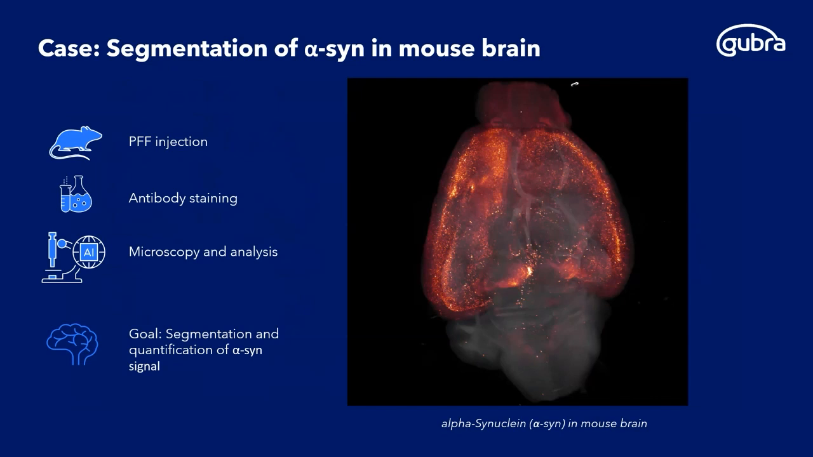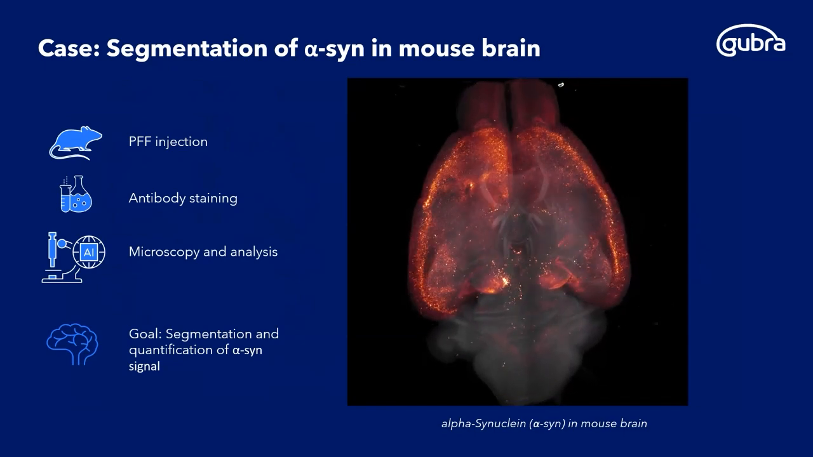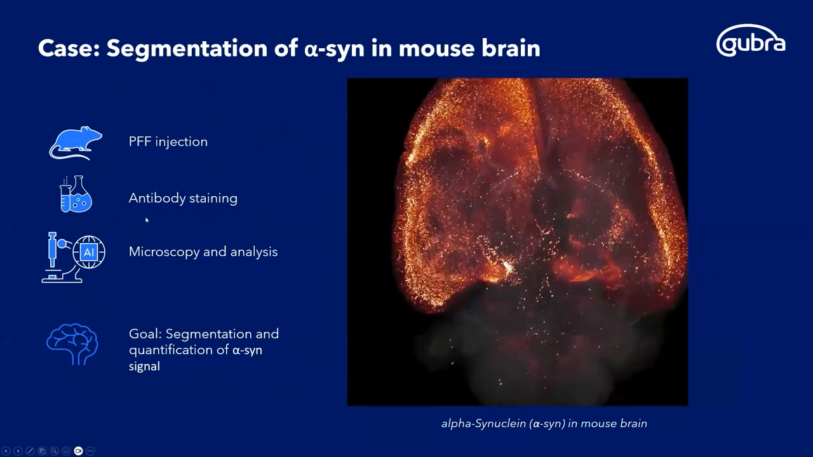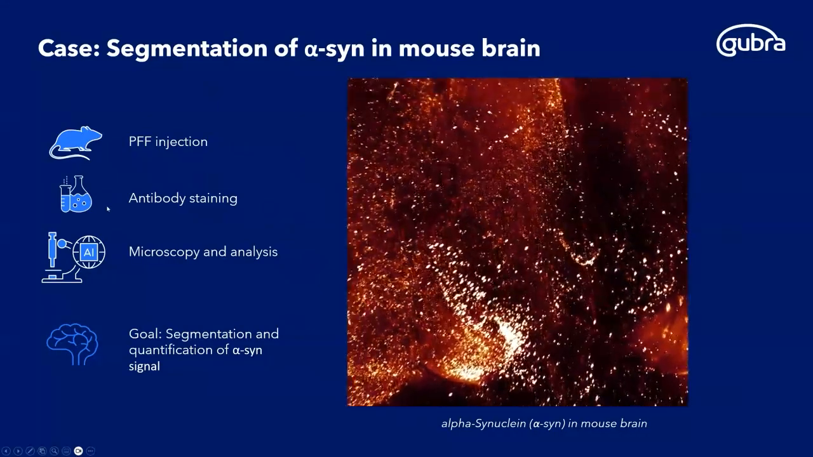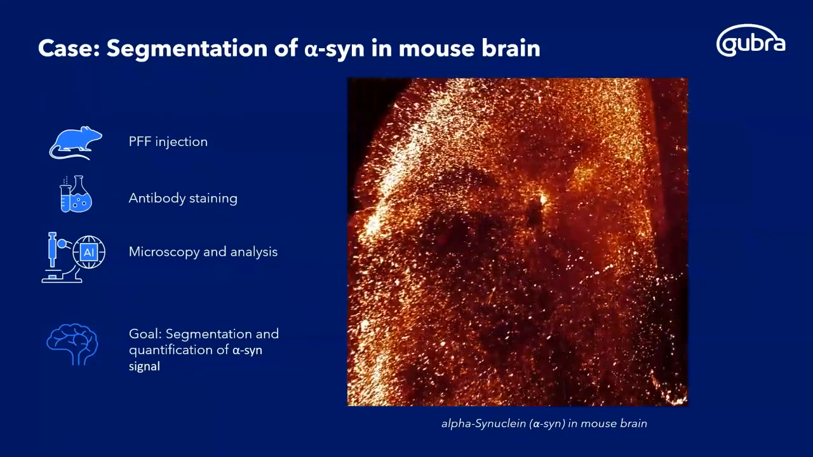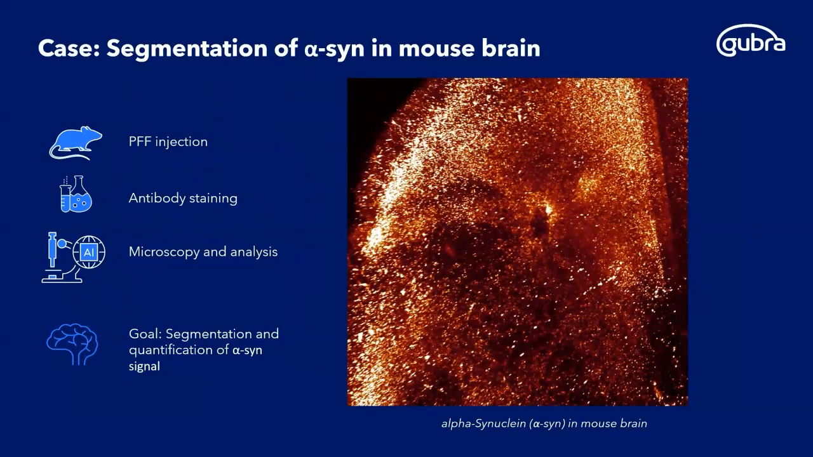So the setup is that we inject the animals and wait a certain amount of time before taking out the brains. Those we stain with an antibody and later image in the imaging system I just showed before. When we have done that, we will get an image like you see to the right now of the alpha-synuclein spread in the mouse brain. The goal of our segmentation and quantification will be to segment out this alpha-synuclein signal and visualize and quantify it in various ways.